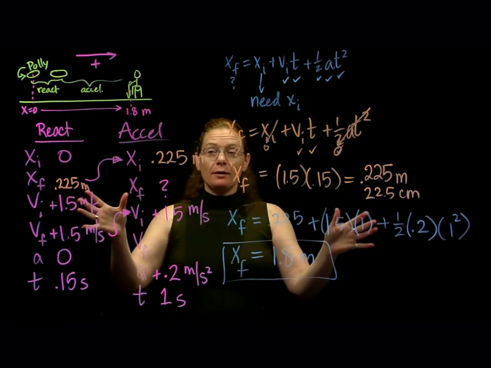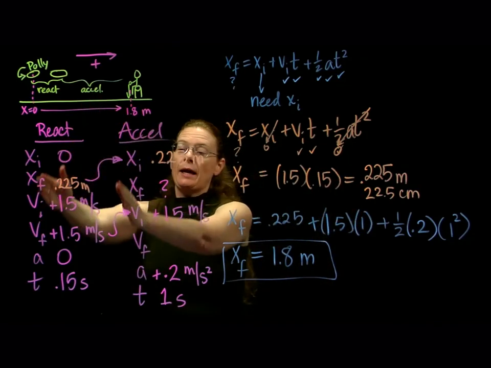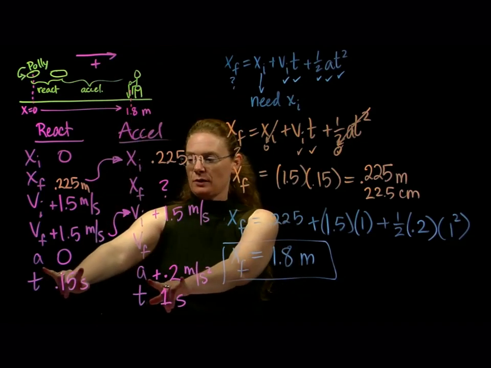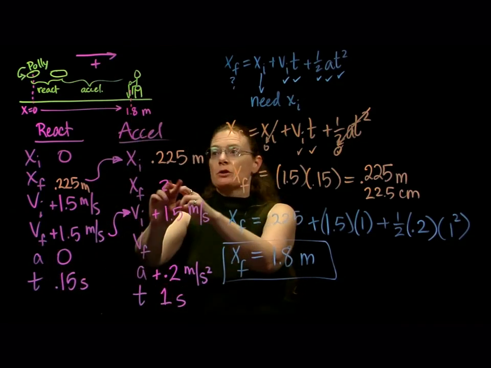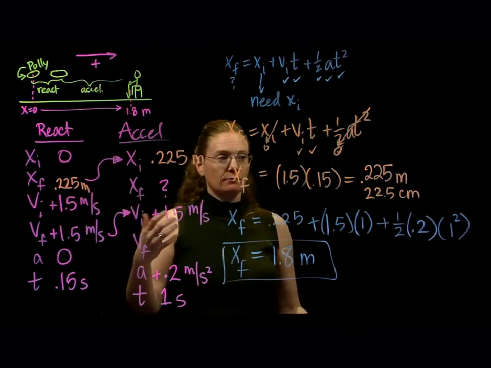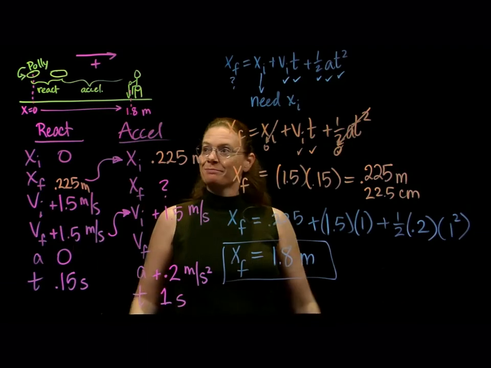So I hope this one made sense, and you can see why we had to do two different steps, because we had two different accelerations. Can't do the same thing if our accelerations are different. So it's just two phases, and we have these phases connected to each other this way, and from that, it was pretty straightforward. All right, good job.